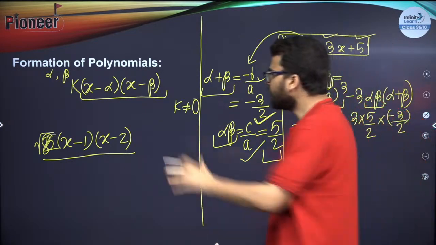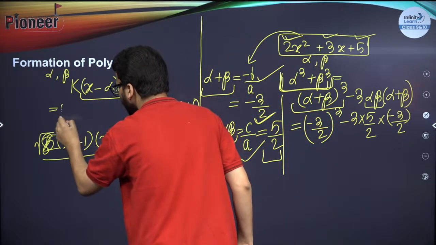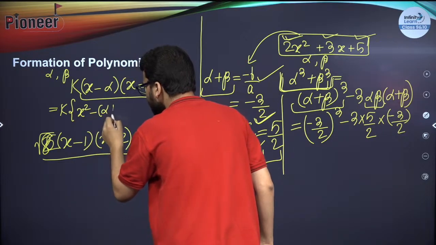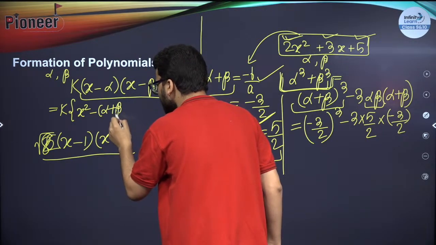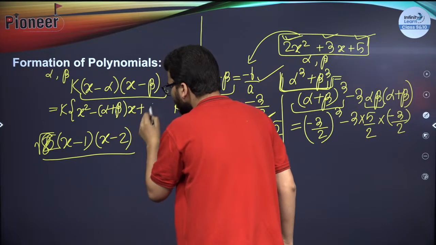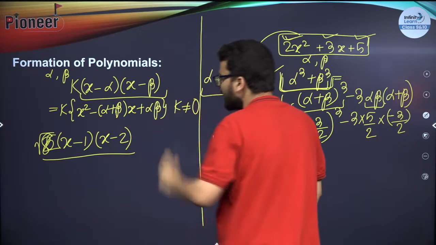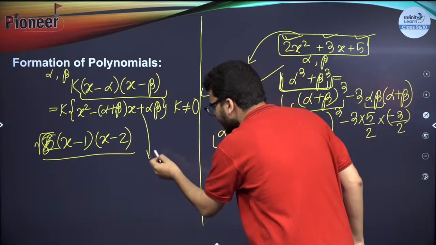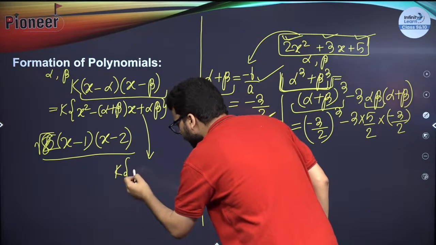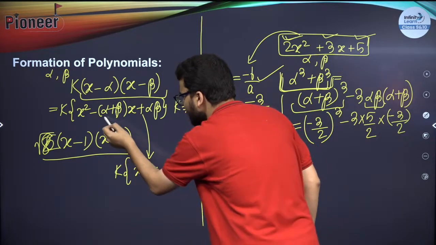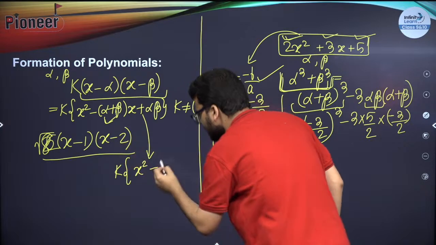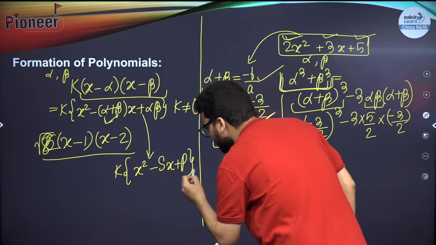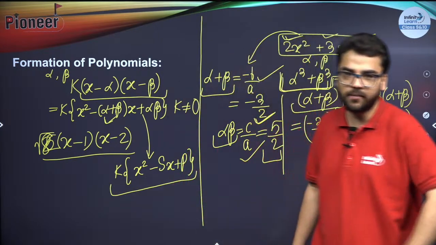Is it clear? Now if you multiply and open up this bracket over here and simplify it, you will basically get this thing. You can just do it immediately. So you'll get x square minus alpha plus beta into x plus alpha beta, right? You'll get something like this, and this is written like this: k into x square minus alpha plus beta, which is what? Sum of zeros, right? This is sum of zeros. So x square minus s x plus alpha beta, which is the product of zeros. So we can write like this or not? Tell me.